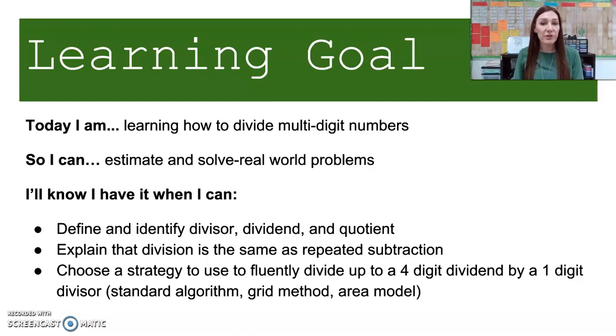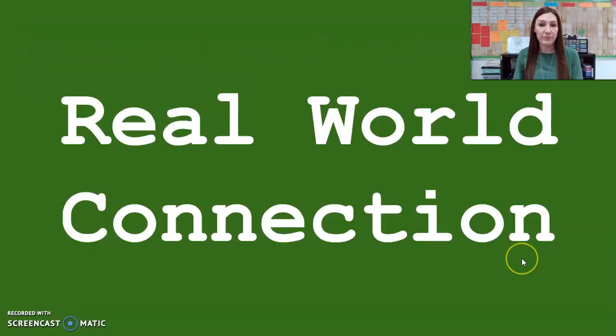Today I am learning how to divide multi-digit numbers so I can estimate and solve real-world problems. I'll know I have it when I can define and identify divisor, dividend, and quotient. I can explain that division is the same as repeated subtraction. I can choose a strategy to use to fluently divide up to a 4-digit dividend by a 1-digit divisor.